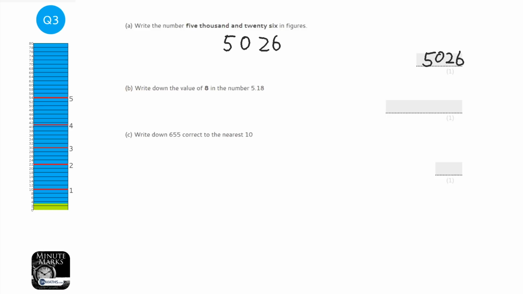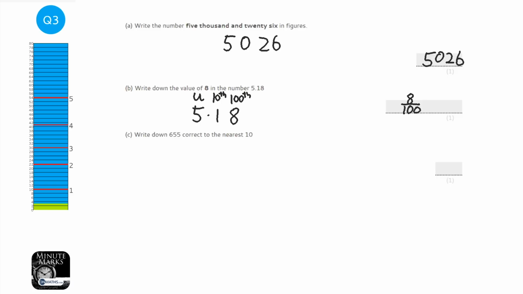Next question says, write down the value of 8. Now, if we remember, and let's just write the number a little bit bigger. This is our units column. This is our tenths column. And this is our hundredths column. So the value of the 8 is 8 hundredths. We can write that as a fraction, 8 hundredths, and that's the answer.